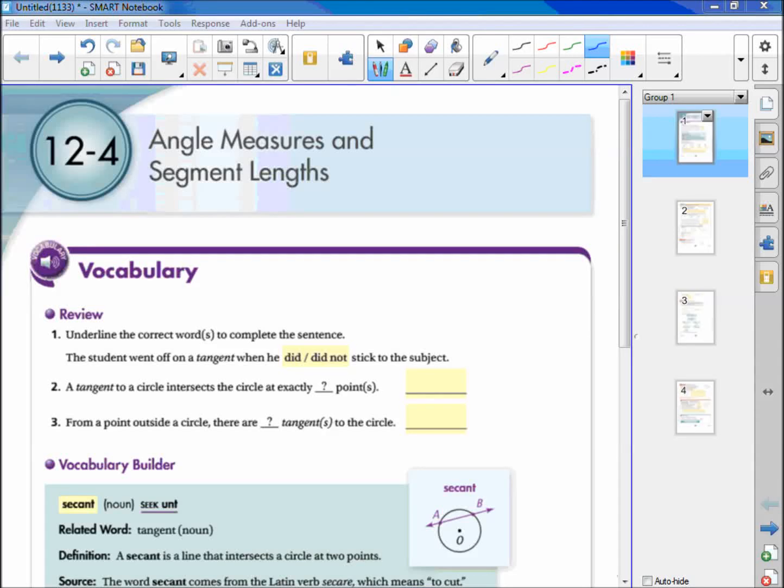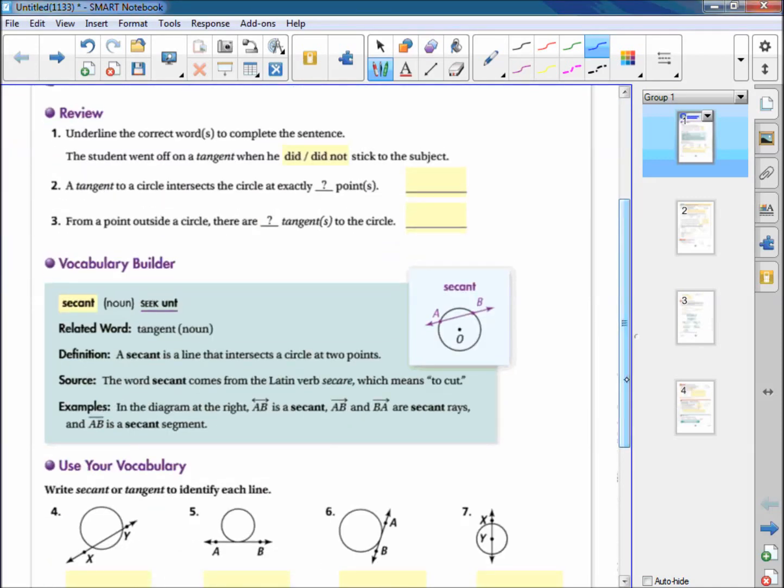Hello again, welcome to another lesson in geometry. Today we are covering section 12-4, angle measures and segment lengths. So we have some vocabulary review here. Underline the correct word or words to complete each sentence for number 1 here.